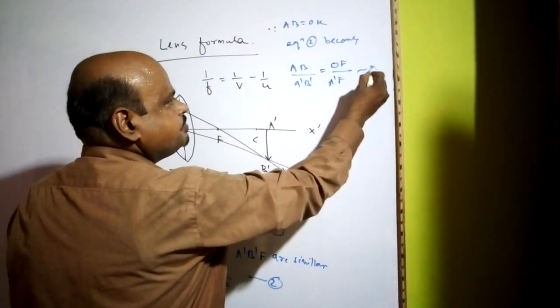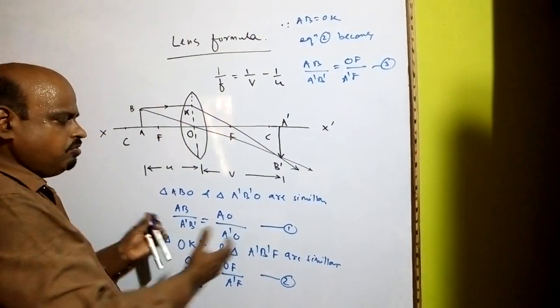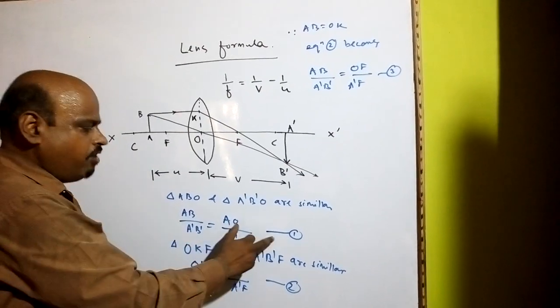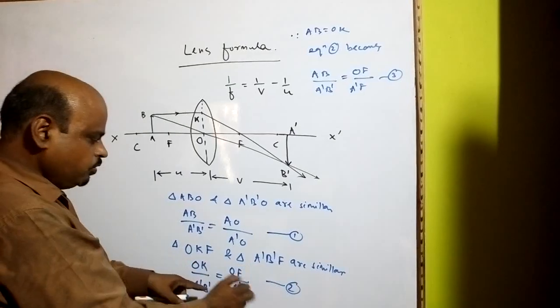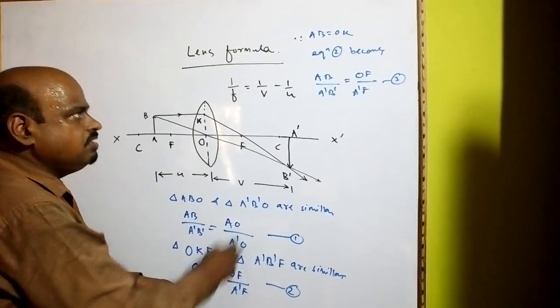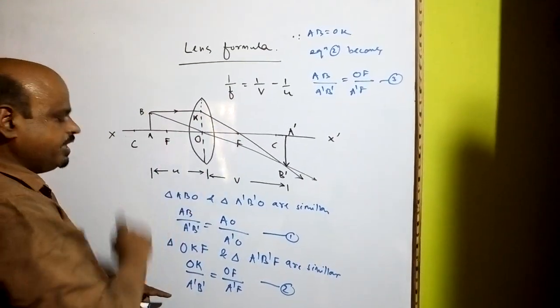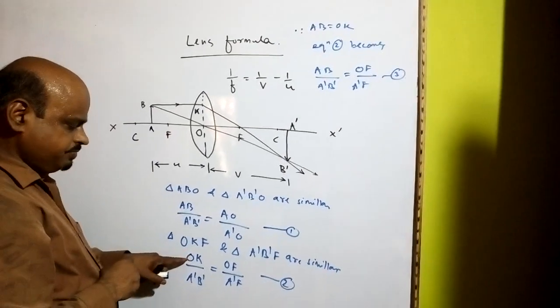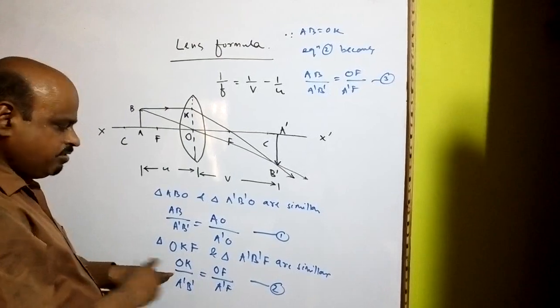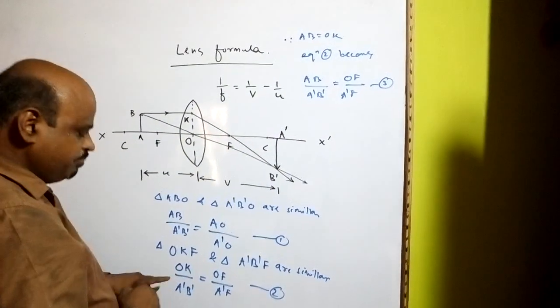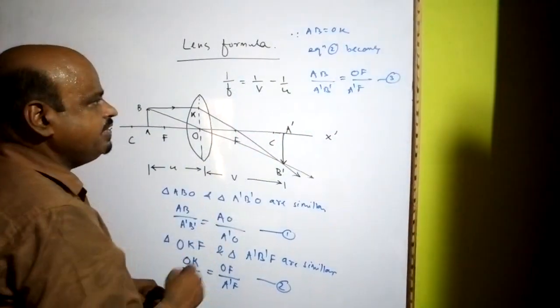Are you clear? Compare equation 1 and 2. In 1, AB by A'B' equal to AO by A'O. In 2, OK by A'B'. See, AB equal to OK, so in place of OK, I place AB. So now equation 2 becomes equation 3: AB by A'B' equal to OF by A'F.